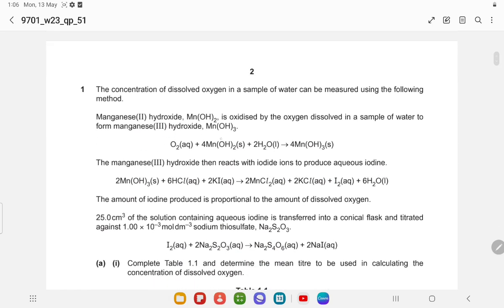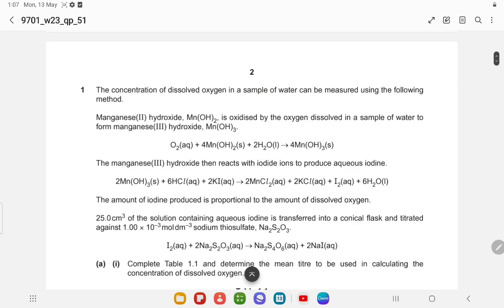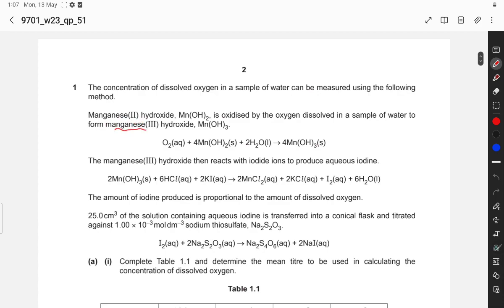Manganese(II) hydroxide is oxidized by oxygen dissolved in a sample of water to form manganese(III) hydroxide. Oxygen plus manganese(II) hydroxide plus water forms manganese(III) hydroxide. So oxygen and water are there to form manganese(III) hydroxide. Manganese is going to oxidize from Mn2+ to Mn3+.